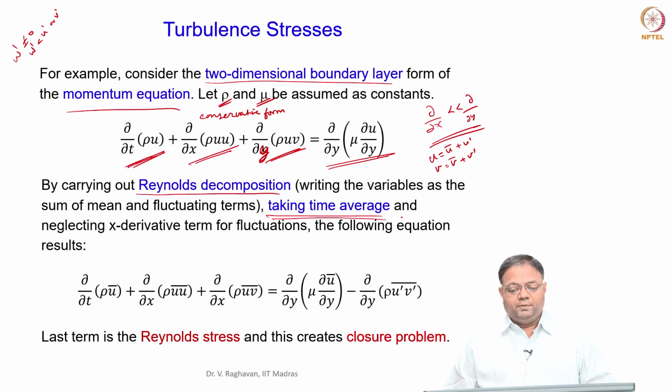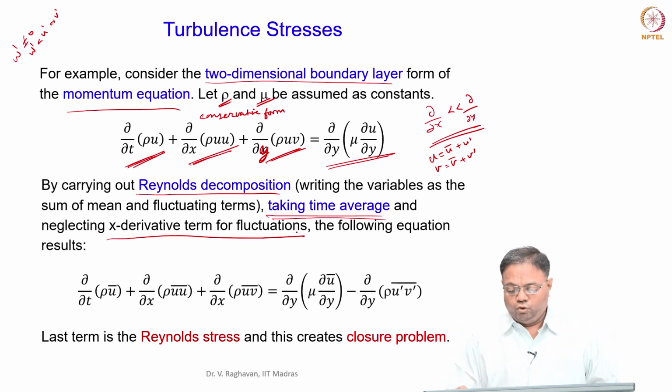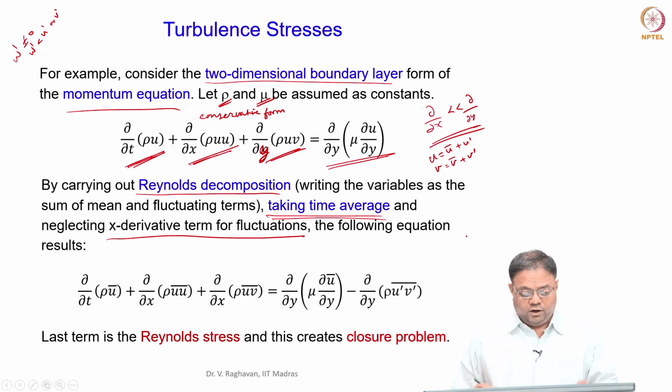Now please understand that in this case there will be some x derivative of the fluctuations, which is due to the second convective term basically. So now I neglect the x derivative of the terms for fluctuations. So for example, dou by dou x of say u dash etc. is neglected, so that I don't use. So when I use the time average and neglect the x derivative of the fluctuations, then I get this equation.